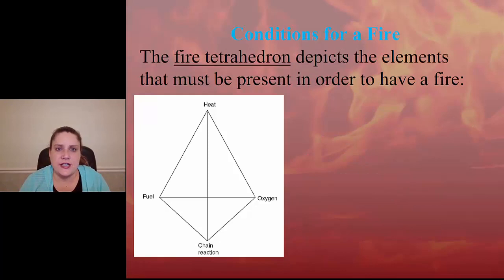So in order for a fire to take place, you need four things. There's the fire tetrahedron. So this is kind of like the fire triangle.